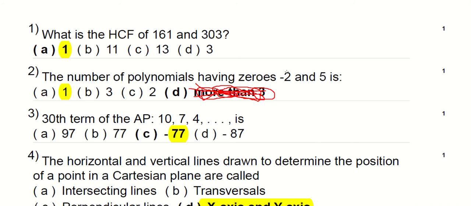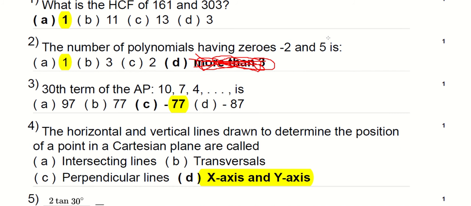Second question: the number of polynomials having zeros minus 2 and 5. You have to make the equation x squared minus (sum)x plus product. You know that, no? The sum is 3 and the product is minus 10. That means only one polynomial you can make from this: x squared minus 3x minus 10. Okay, so only one polynomial is possible for these two zeros.